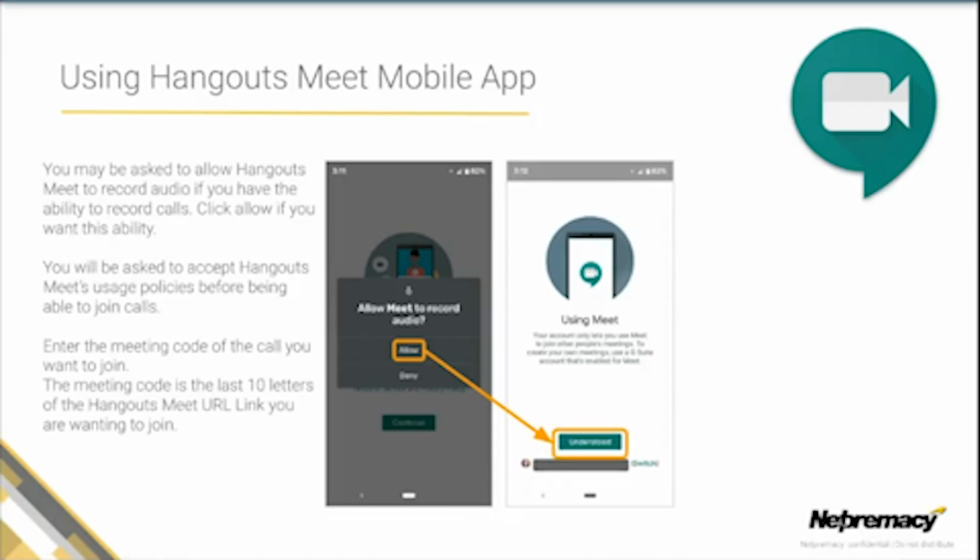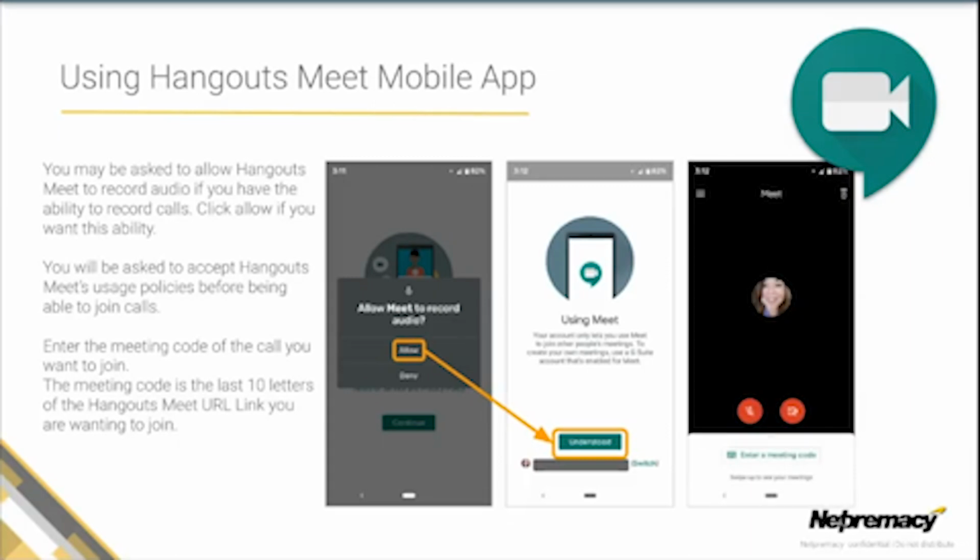What you see next will basically bring you to your area of Hangouts Meet where you can mute your microphone or turn on or off your camera. Down at the bottom, it says to enter a meeting code. When you want to enter a meeting code, it means that there's already been a meeting set up, whether by someone else or yourself, and you just enter the last 10 letters of the Hangouts Meet URL that you want to join.